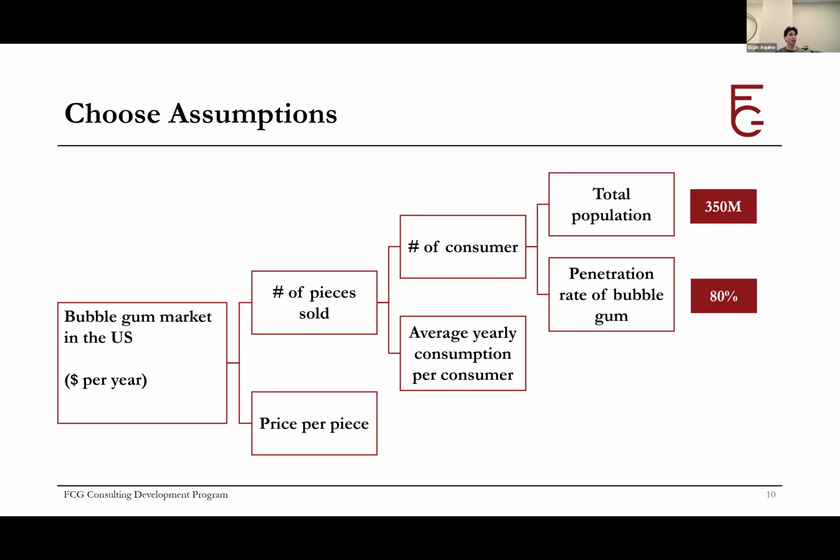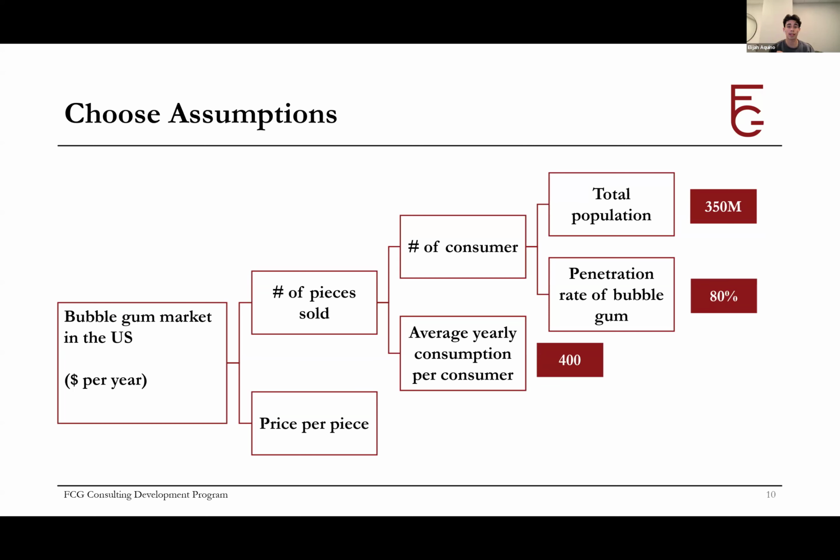In my case, I chew gum a lot. I could get through a pack in a day or two, I'm not even lying. However, I know most people are not like that. But I could probably assume that most people chew about 1 to 2 pieces every day. So let's just say 8 pieces per week. 8 pieces per week times 50 weeks equals 400. So now I have an average yearly consumption per consumer: 400 pieces of gum per year. Let me add that. Now I've filled out that side of the framework.